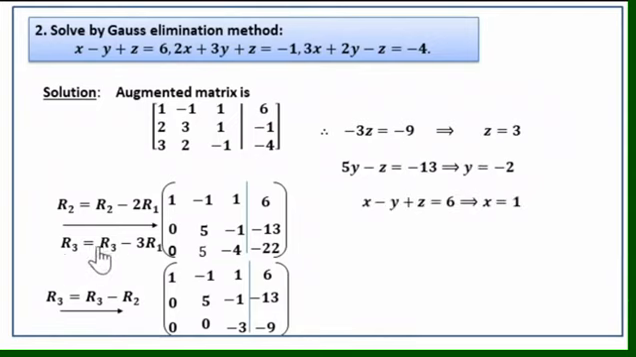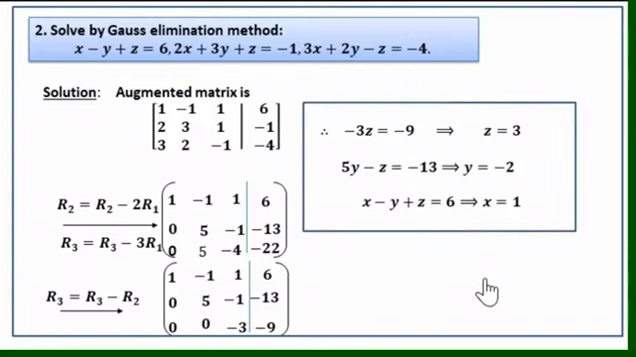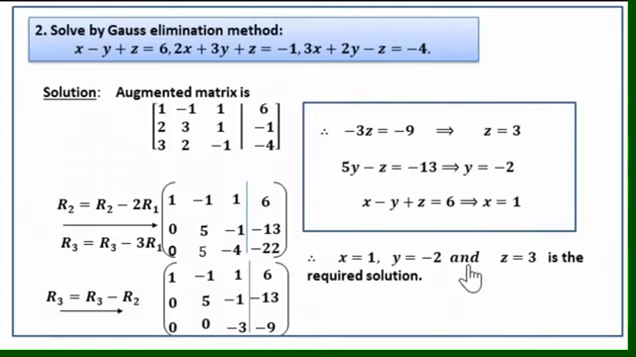Then the first equation gives x minus y plus z equal to 6, or we can solve for x. x is 6 plus y minus z, that is 6 plus minus 2 minus 3. So it gives x equal to 1. Therefore, the required solution is x equal to 1, y equal to minus 2, z equal to 3.